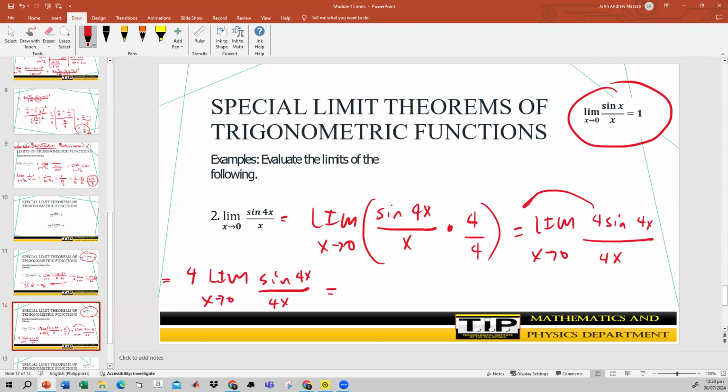So we now have 4 times the limit of sine 4x over 4x as x approaches 0. This is just equivalent now to 1 because the angle inside the sine and the denominator are both 4x. So that's equal to 4 times what is the equivalent of this? This is just equal to 1. So this will lead to 4.